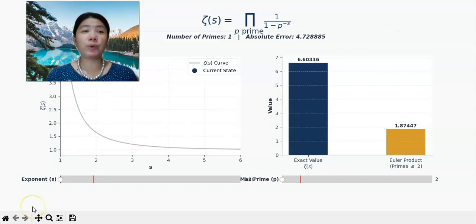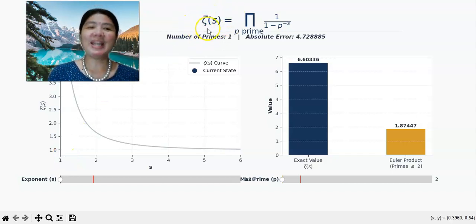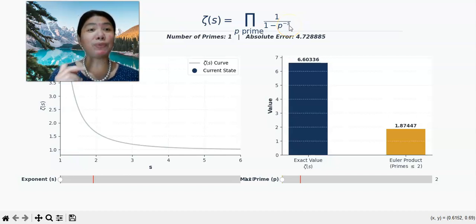For the Riemann zeta function, this is denoted by this beautiful symbol here, and on the right side of the equation we have the Euler product. Basically, for the Euler product, we key in prime numbers p and raise them to negative s, where s is the power, either powers of 2, powers of 3, powers of 4, and so on and so forth.